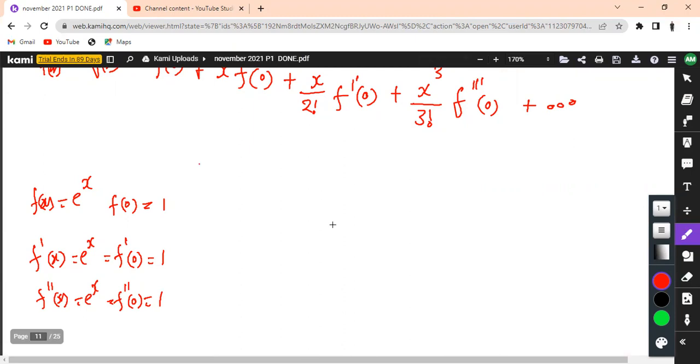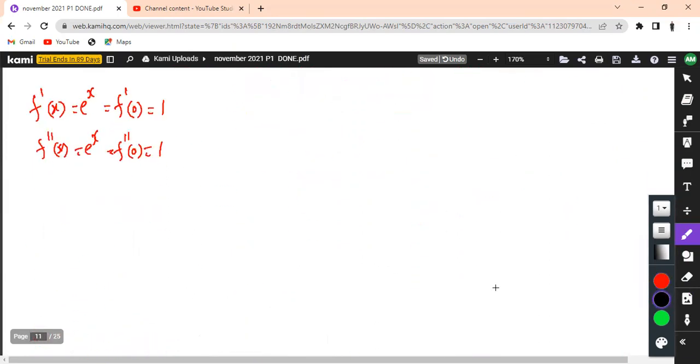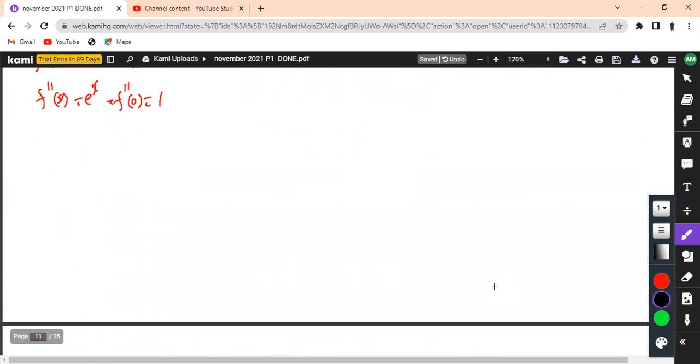Then let's expand the remaining part, (1 plus x) to the exponent of -1, applying our binomial theorem. Let's just write it here: 1 plus x to the exponent of -1.